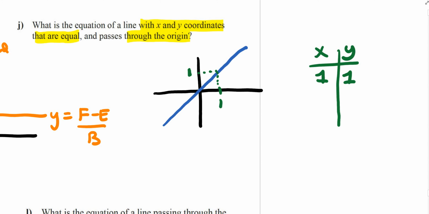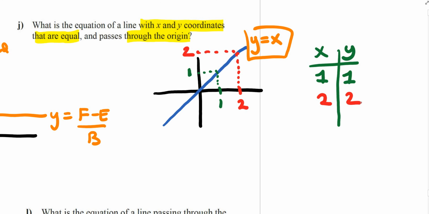If that's the case, then the equation of this is just y equals x. That's the equation of a line that goes through the origin. The slope is 1, which ensures that the x and y coordinates will be equal. If I test one more point, let's say x is 2, if I plug that in, then this height will also be a 2. So the x and y values here are equal. So the answer is y equals x.